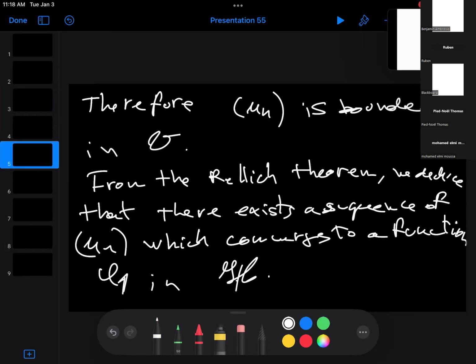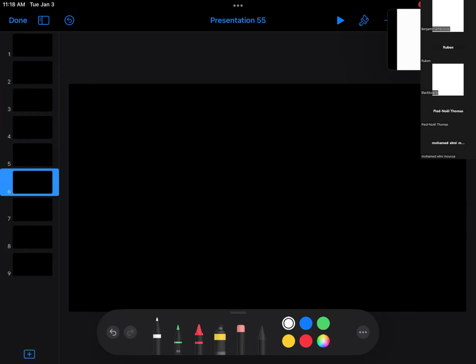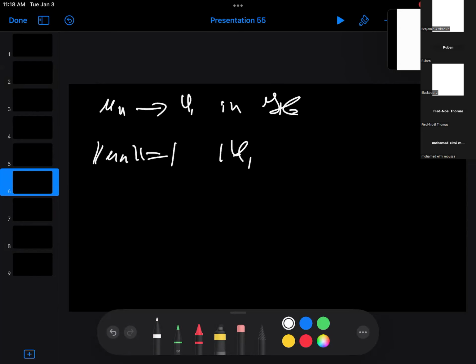All right, and so this is a subsequence of un, but I call it again un to avoid any unnecessary heavy subscripts. So we have therefore that un converges to phi1 in H. So H is L2. Okay. But the norm of un equals 1, so is the norm of phi1.